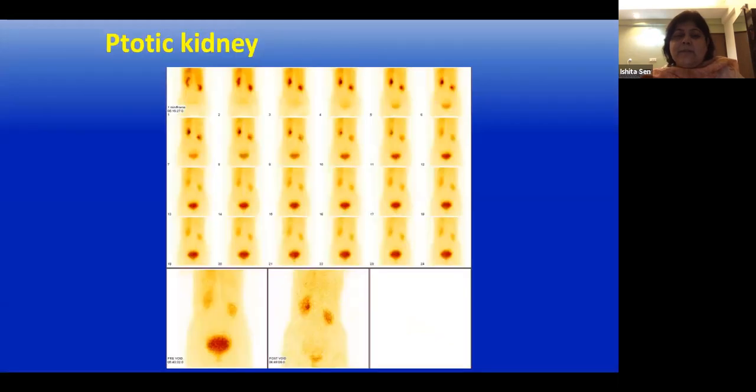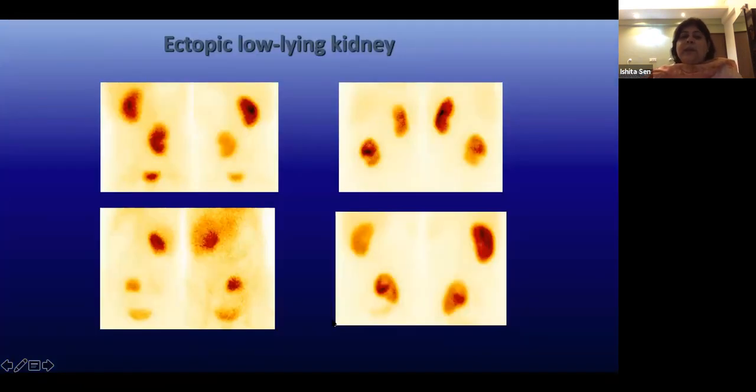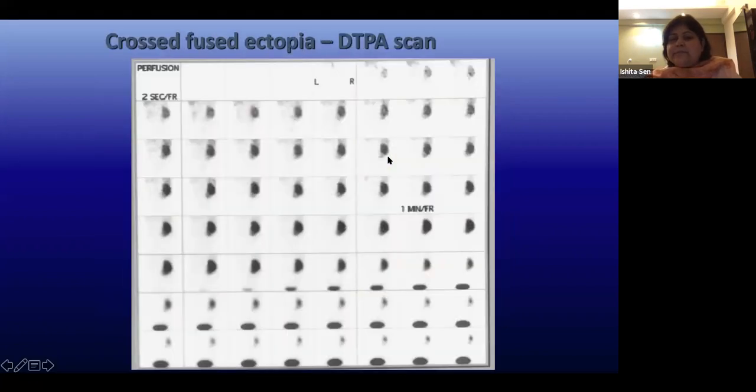So ptotic kidney, again, this is a low-lying kidney which is seen on a DTPA. You can see that normally both the kidneys would be at the same level. Here we have one kidney which is lower down. Ectopic low-lying kidney, and here you find it is ectopically placed, with the pelvis facing laterally as compared to a normal kidney, where the pelvis is facing medially. So these are ectopic kidneys, which you can see on a DMSA scan. So various ectopic kidneys seen on different projections.